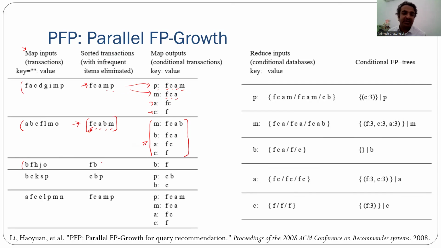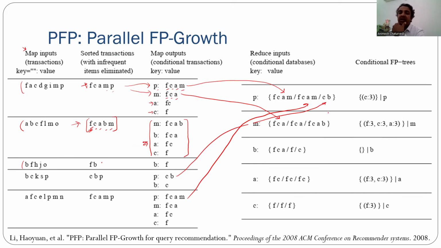Similarly, for the second transaction, if we want to make a pair like a reduce function, we'll write it for P, and we'll get the sequence and a P value like this. Similarly, we'll get it for M. M is also appearing in multiple transactions and so on. So we'll get this type of reduce function result.